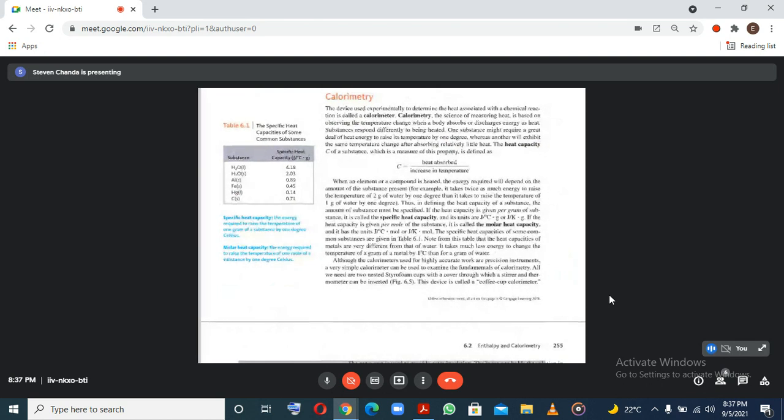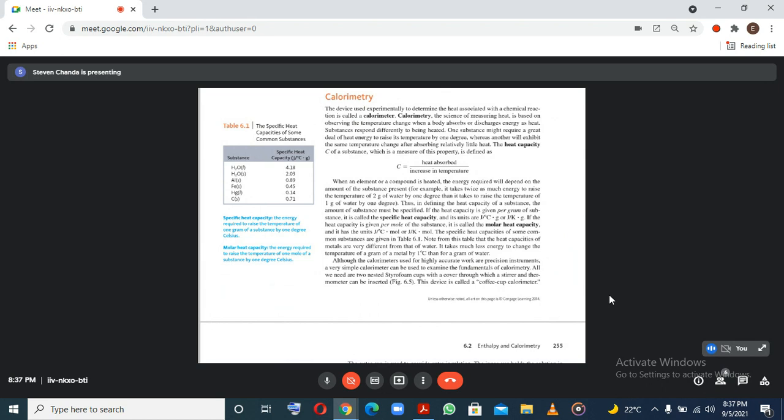So for calorimetry, what we are basically trying to determine is the energy associated with a chemical reaction, right? A reaction has taken place, but we want to know what amount of heat has been produced or absorbed. So the device that we use is a calorimeter, and calorimetry is the science of measuring heat based on observing the temperature change when a body absorbs or discharges energy as heat.